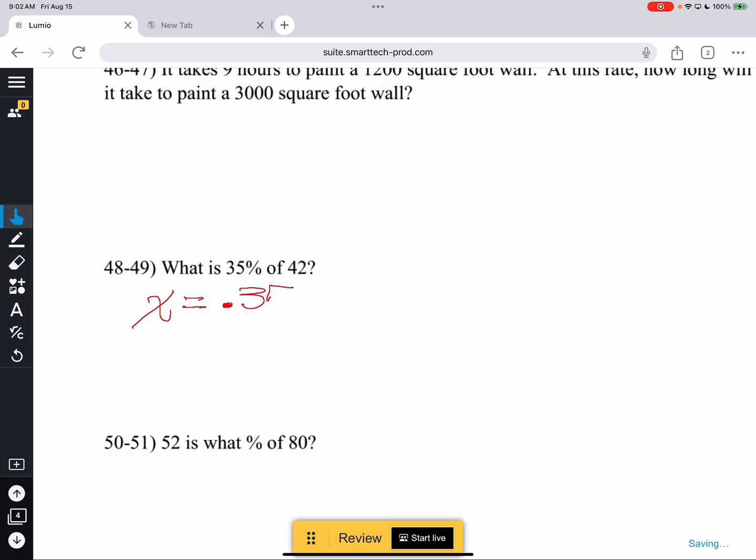What does of mean? Times means to multiply. So you could really just multiply those two numbers together and come up with your answer. 14.7.